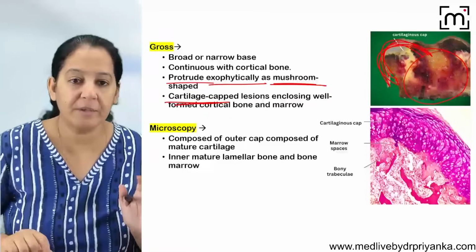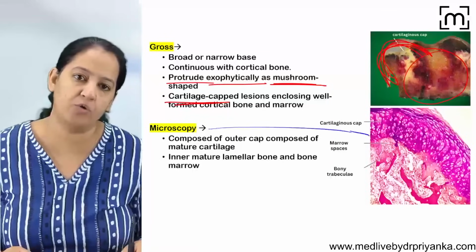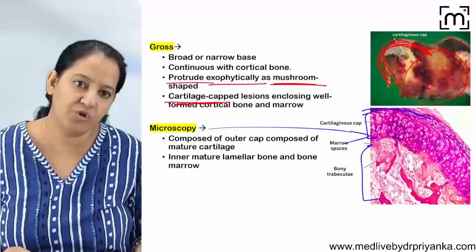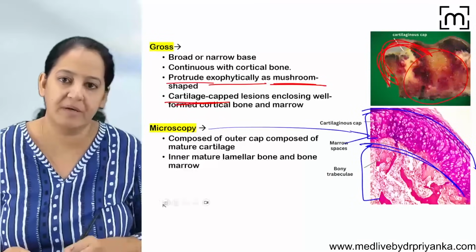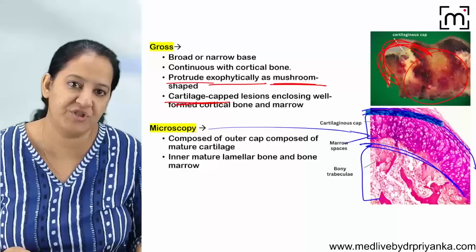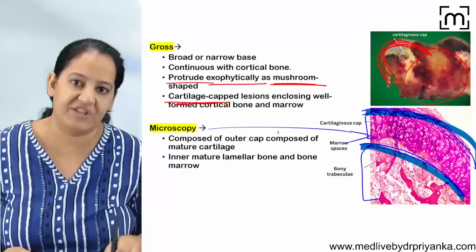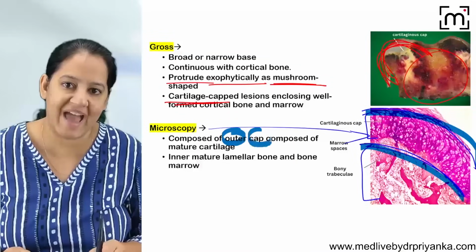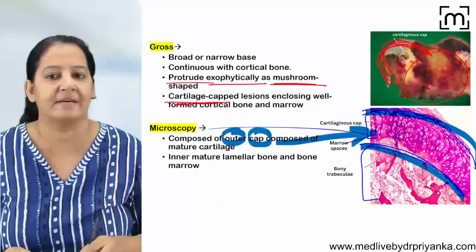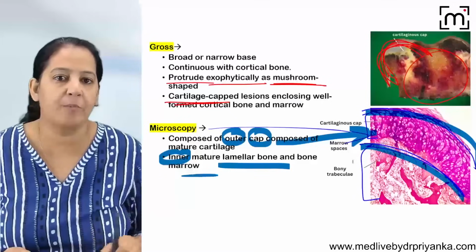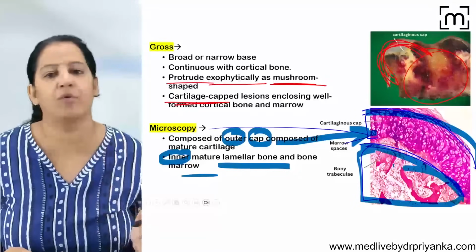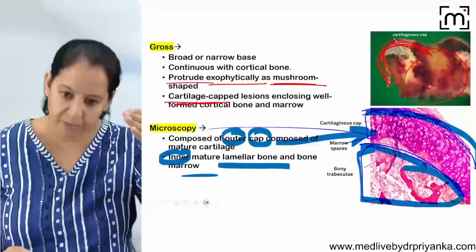Now coming to the microscopy, again we can make out 2 portions. Can you see the 2 portions? Outer portion, inner portion. The outer portion is cartilage. This portion is completely cartilage, so you have to draw a cartilaginous lesion here. So the outer portion is the cap and made up of mature cartilage. It's not malignant cells. Benign cartilage is there. And the inner portion contains lamellar bone and bone marrow. It contains simple bony trabeculae and bone marrow. So outer portion, inner portion.